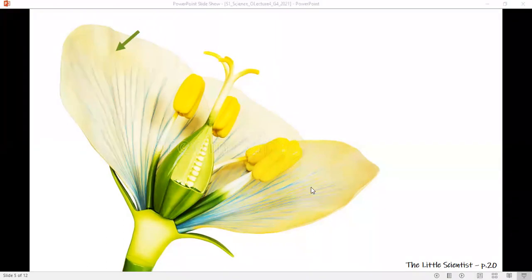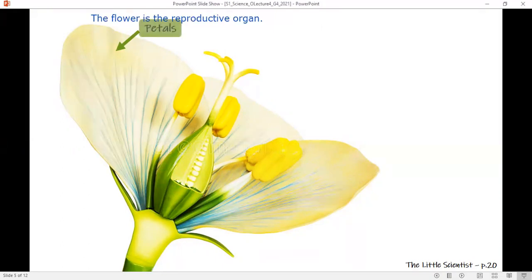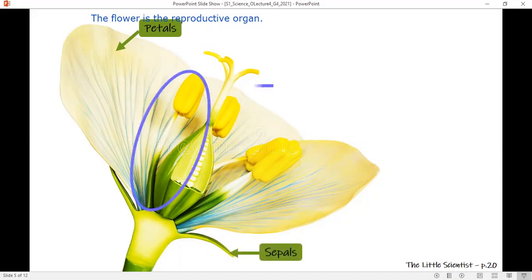Let me write this for you. So the flower is the reproductive organ of a flowering plant. And all the parts of a flower are involved in the reproduction process. This means that petals help in the plant's reproduction. Sepals help in the plant's reproduction. The male part, which is the stamen, has an important role in the plant's reproduction.